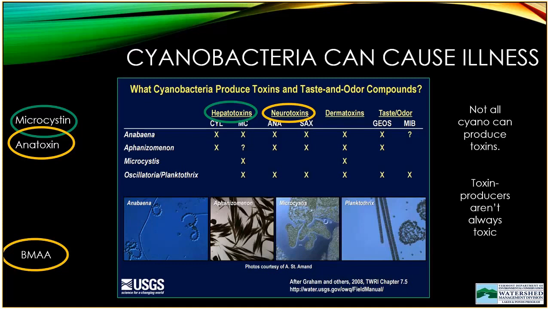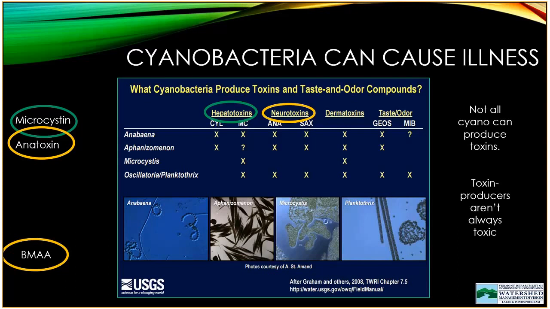We do not find them as often in Vermont. We do have detections occasionally of anatoxin on the left there, circled in orange. And there is another neurotoxin produced by cyanobacteria known as BMAA that can also be detected sometimes.